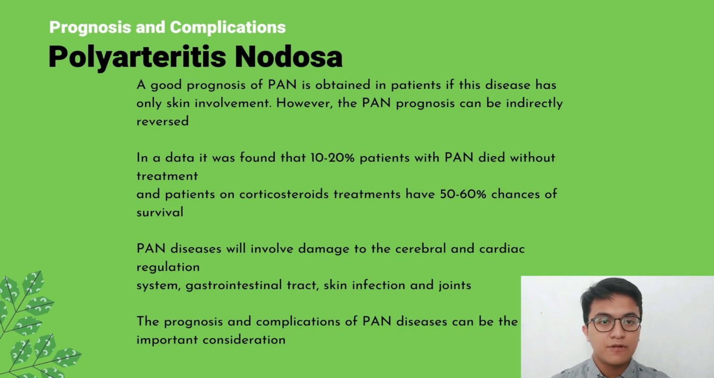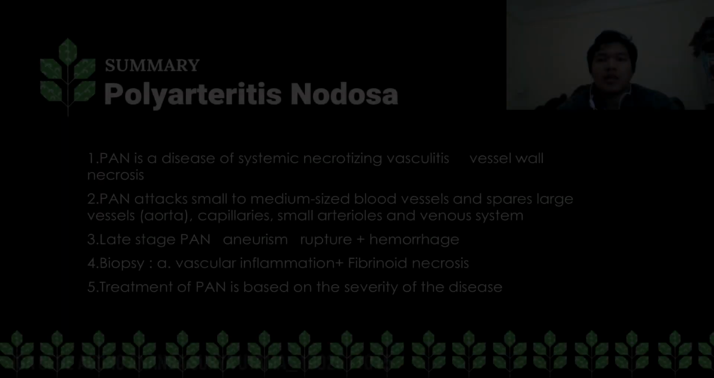PAN disease will involve damage to the cerebral and cardiac regulation system until joints, although it is just a disease that attacks the blood vessel. Because there are 32 from 36 PAN patient clinical samples who experienced a similar event, this prognosis and complication can be an important consideration for early management and treatment.